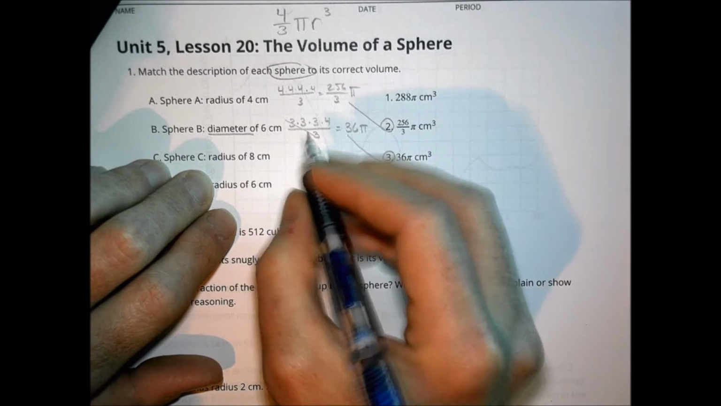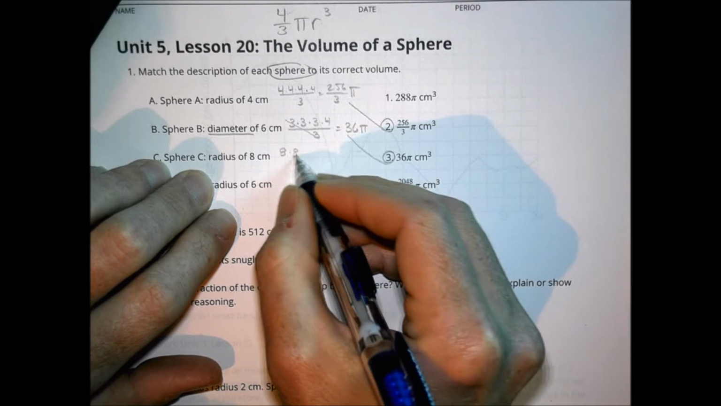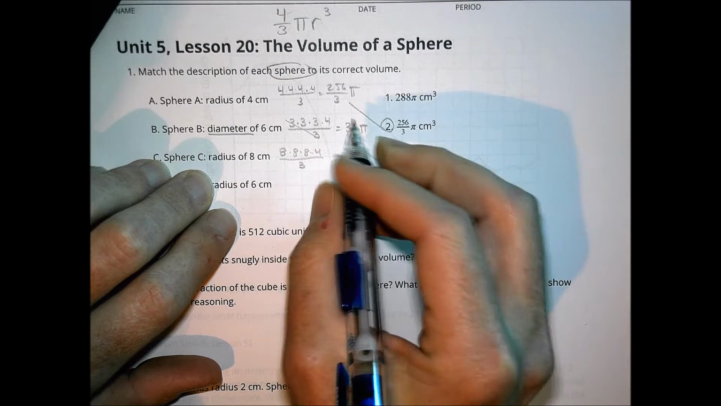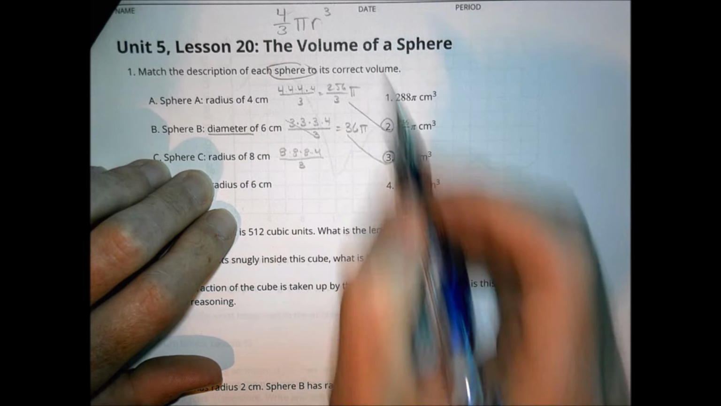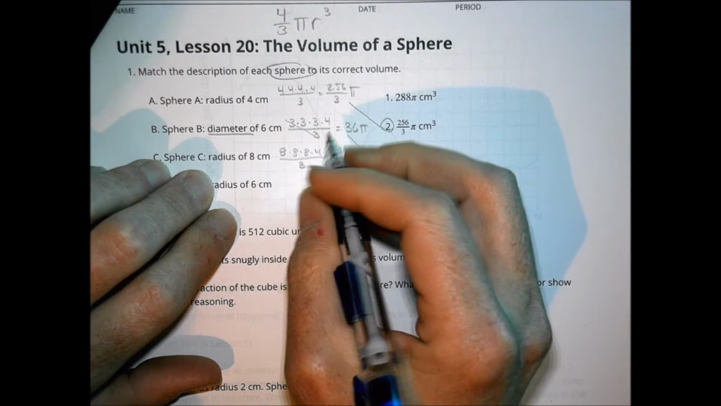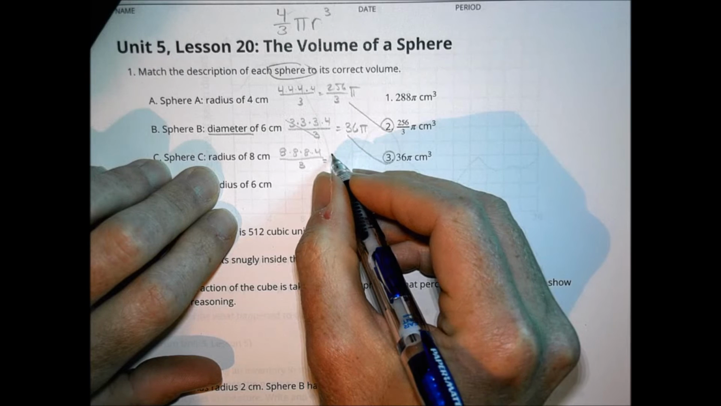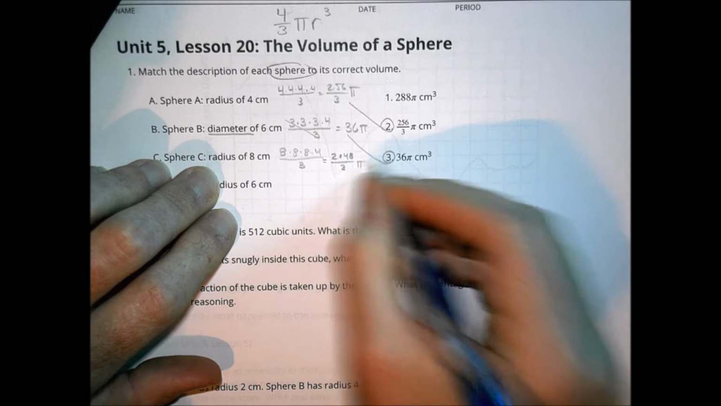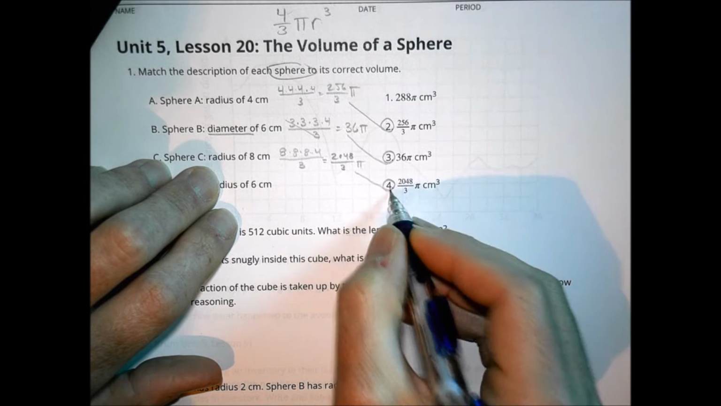This one's a radius of 8, so we'll have 8 times 8 times 8 times 4, all over 3. Again, just using the 4/3, doing the radius there. This is a really big number. It comes out to 2,048 over 3 pi, which happens to match number 4.